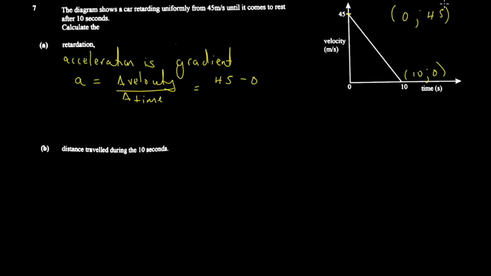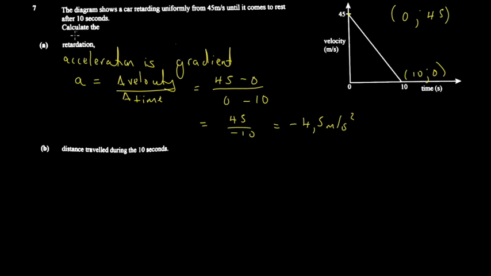So you're finding the gradient. You say 45 minus 0, divided by 0 minus 10. Then obviously you get 45 divided by negative 10, which gives negative 4.5 meters per second squared. Okay, I hope you're happy.